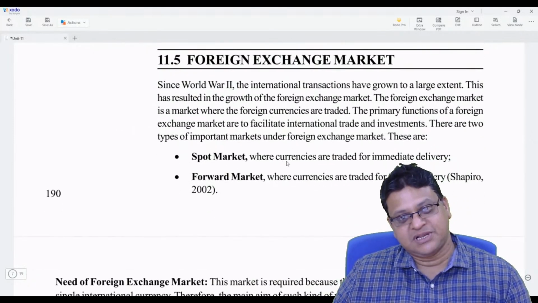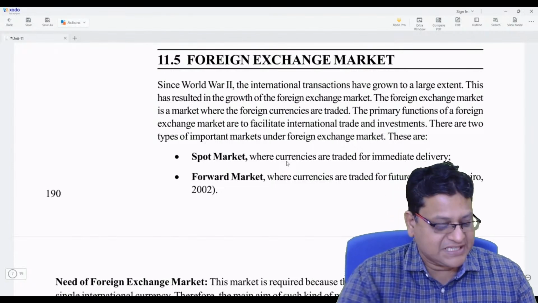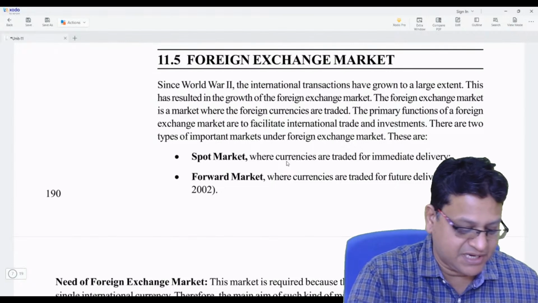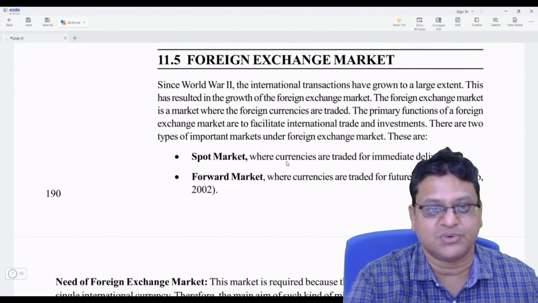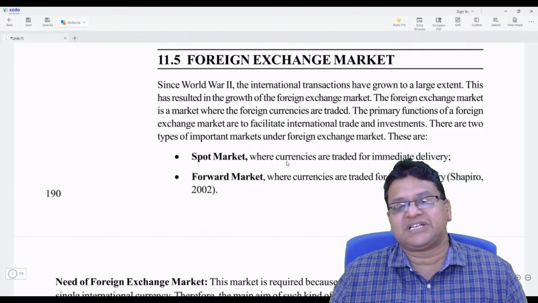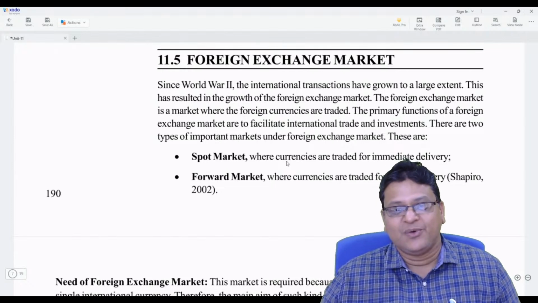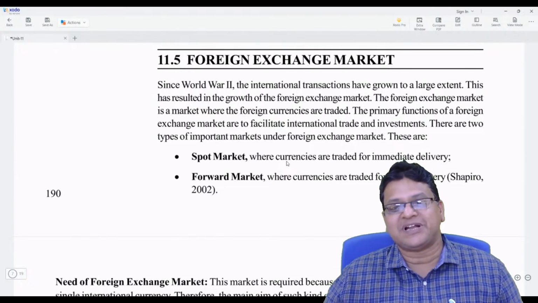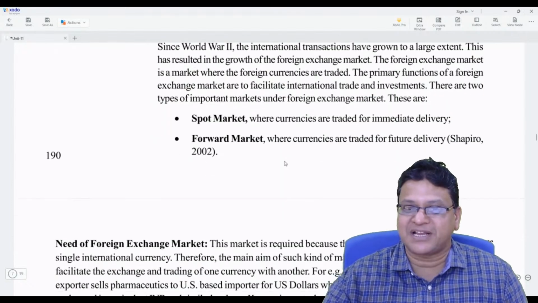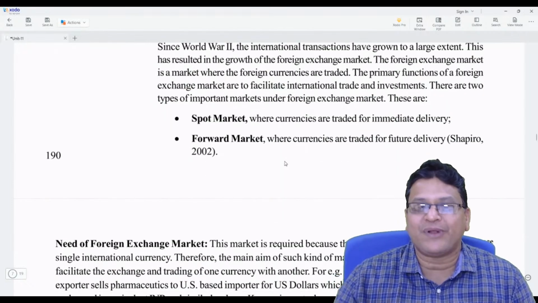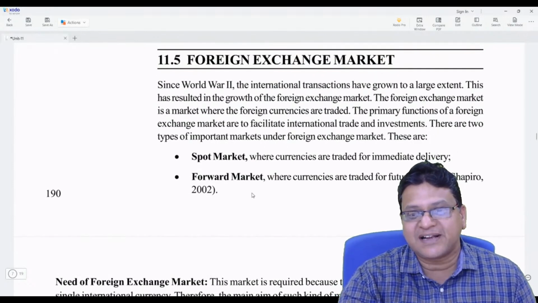Next, we will discuss a concept called foreign exchange market or forex market. What is forex market? How are transactions done in forex market? We will discuss all those things. So what is forex market? What is a fish market? A fish market is a market where different types of fish are bought and sold. So what is forex market? A forex market is a market where foreign currencies are bought and sold, where foreign currency are traded.